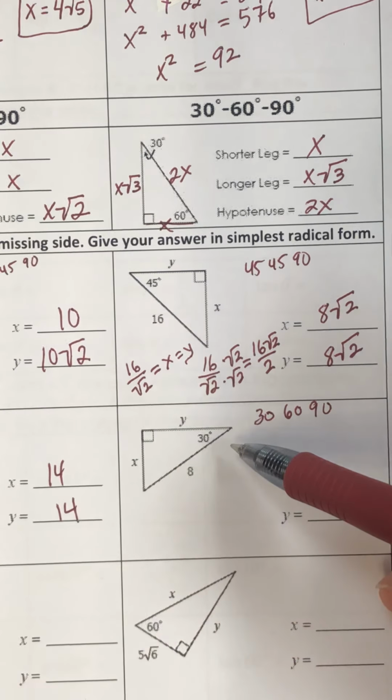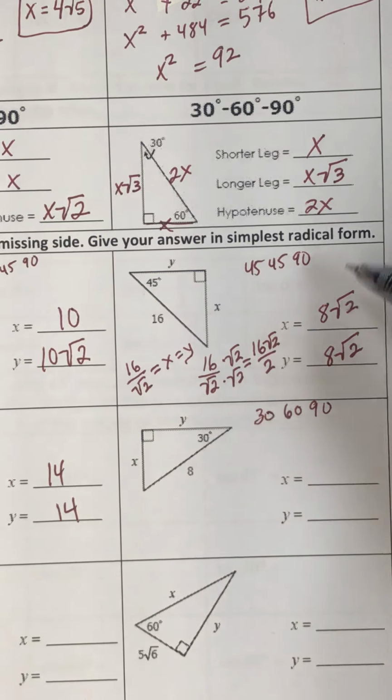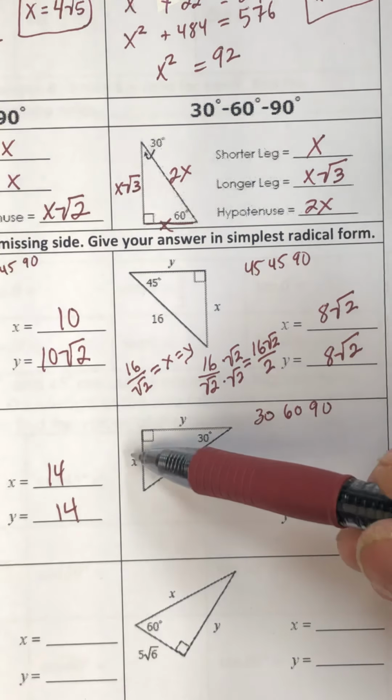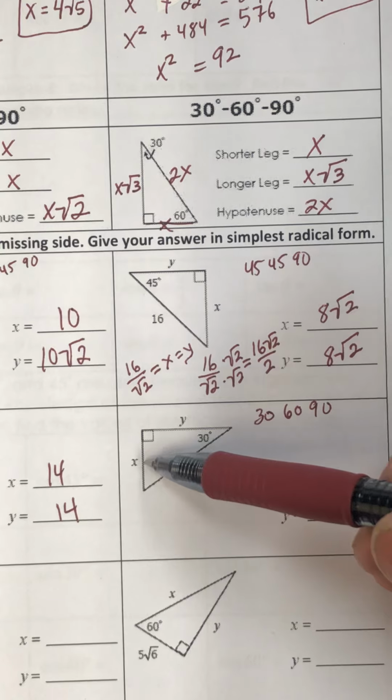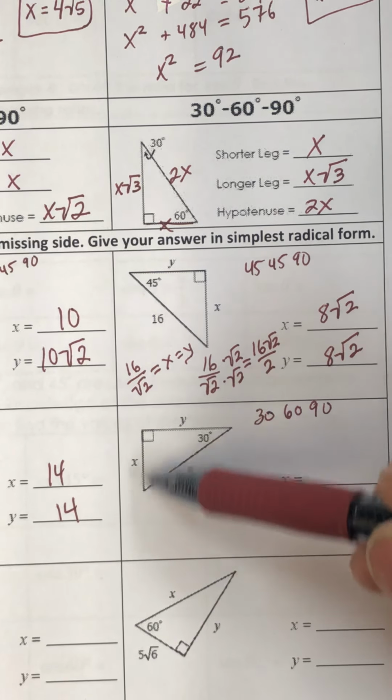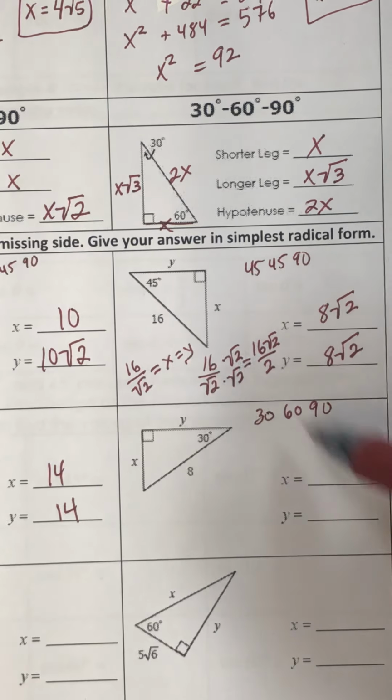I have the hypotenuse. So if I have the hypotenuse, the easiest route is to go to the short leg, because we know that's half. All right, so x is half of the hypotenuse, or the short leg is half of the hypotenuse. So x would be 4.